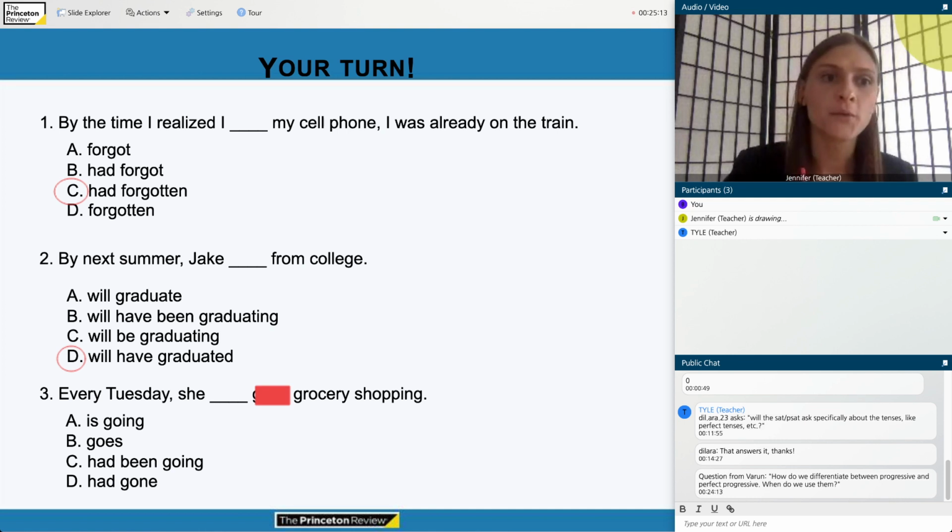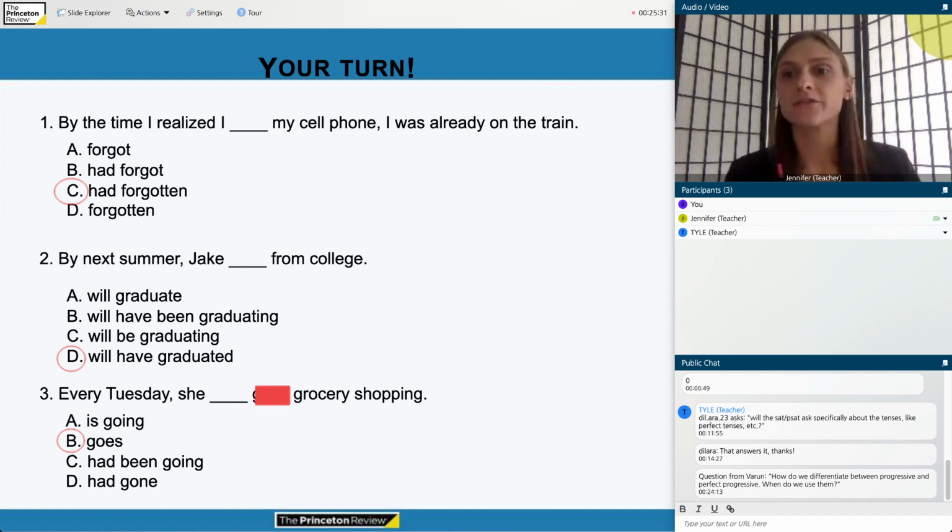Okay, so this one is going to be just a simple, goes. Every Tuesday she goes grocery shopping. And this is your simple present tense. So if you remember, when we talked about the simple present, it doesn't have to be something that's happening now. So it's something that's scheduled or occurs frequently on that same consistency. So if she goes shopping every Tuesday, we would just use the present simple.